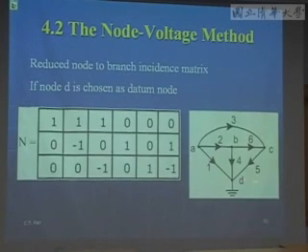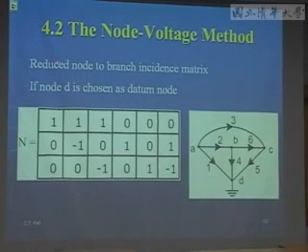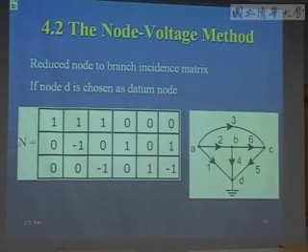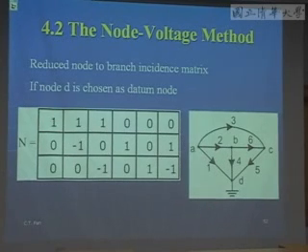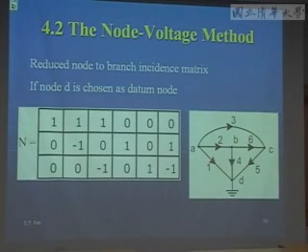So in case we delete the last row, we have this reduced A matrix, which we denote as N, because we are talking about nodal analysis. You can see the matrix represents the topological properties of the circuit.